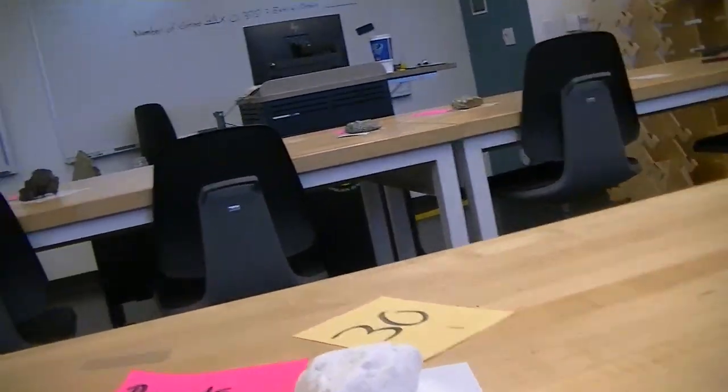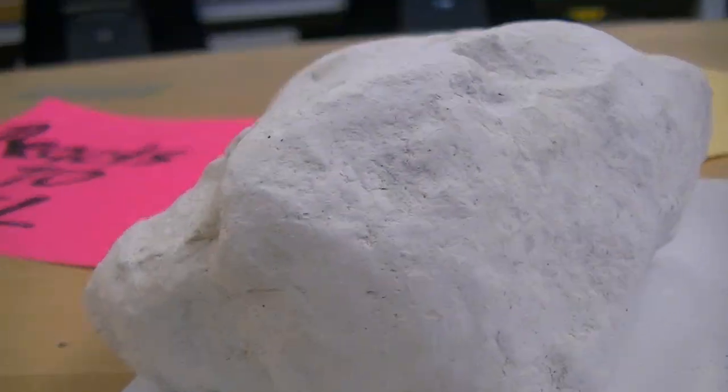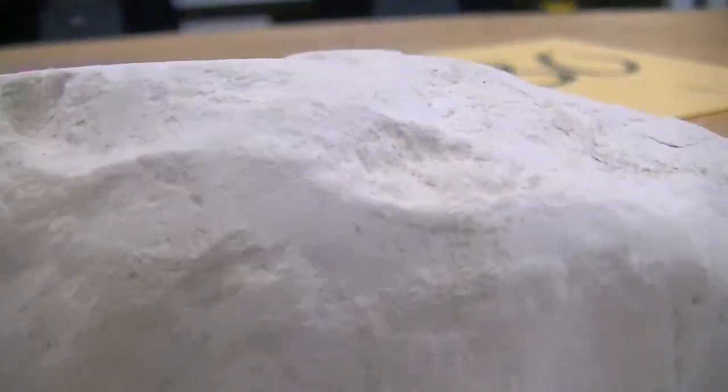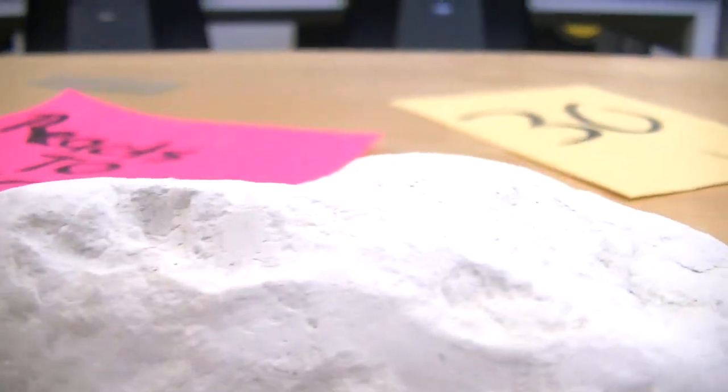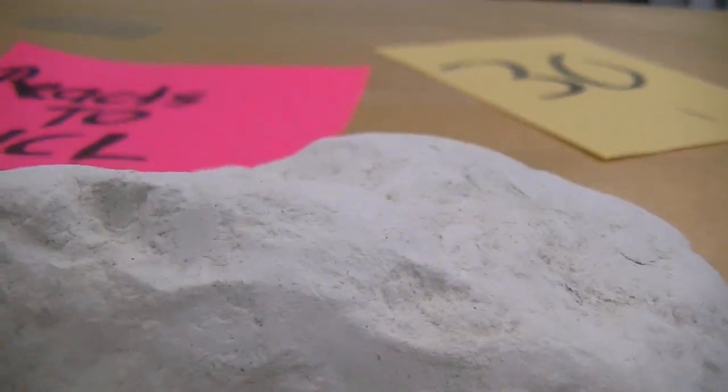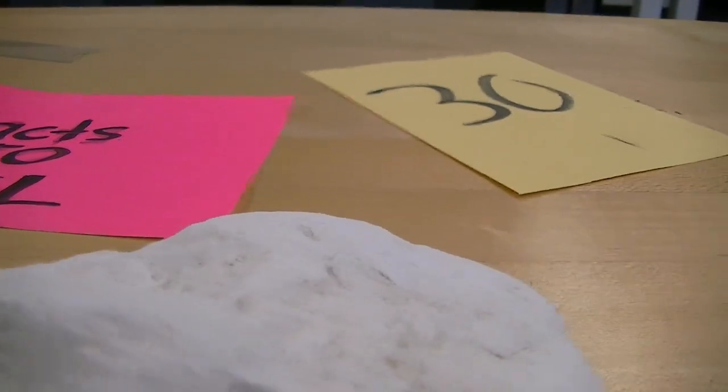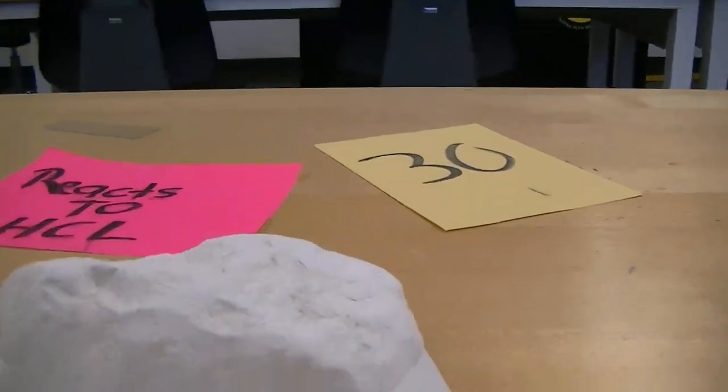Number 30. Very fine grain, formed in a billabong or a lagoon. This is actually a piece of chalk. It writes on tables and everything else.